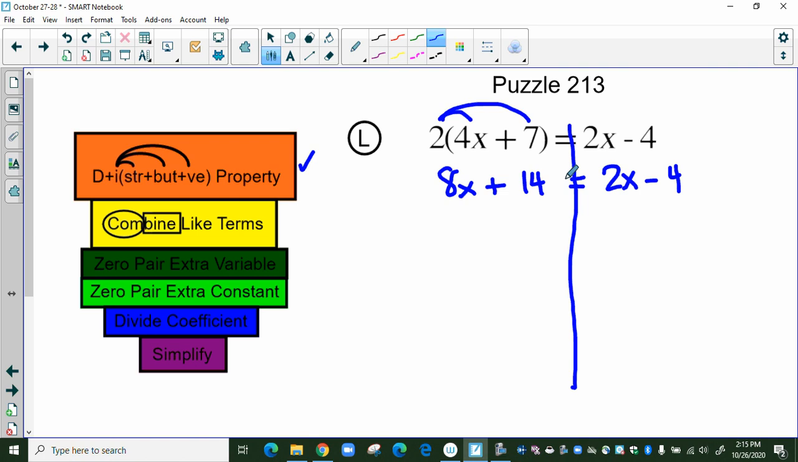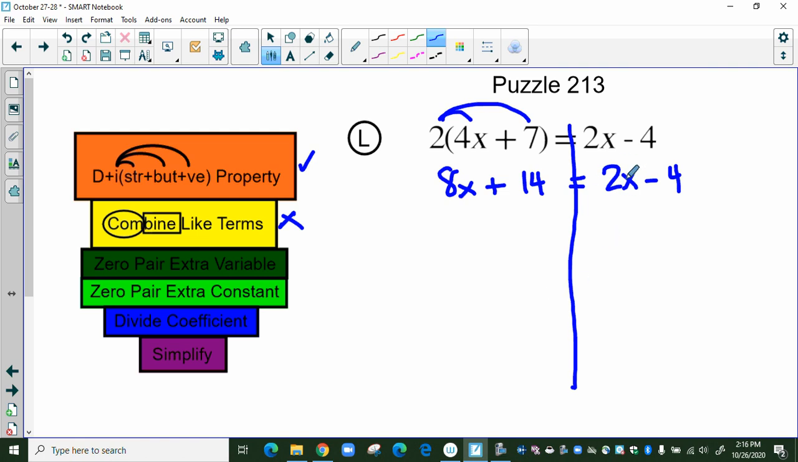I'm going to look for like terms. On the left side, I have one variable and one constant. Those are not like terms. On the right side, I have one variable and one constant. Those are not like terms. So I'm actually going to skip this step. I'm going to look for an extra variable. I have an x on the left and I have an x on the right. So yes, I have an extra one. There's 2 and I only want 1. So I'm going to zero pair 1.